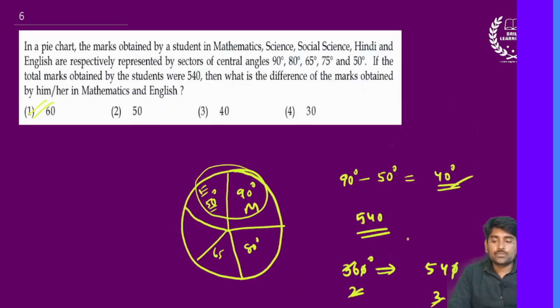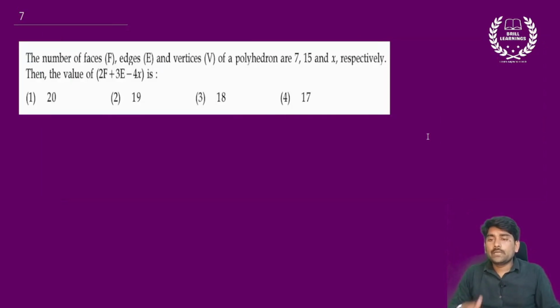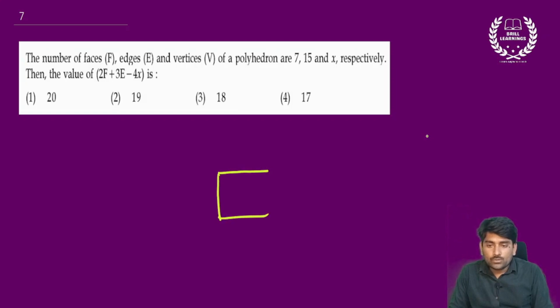Let's move to the next question. The number of faces, edges and vertices of a polyhedron are 7, 15 and x respectively. Then the value of 2f plus 3e minus 4x is. Okay, so if you know the relation between faces, edges and vertices, this problem can be solved very easily. If you don't know, I'll explain how to derive the relation between these three values.